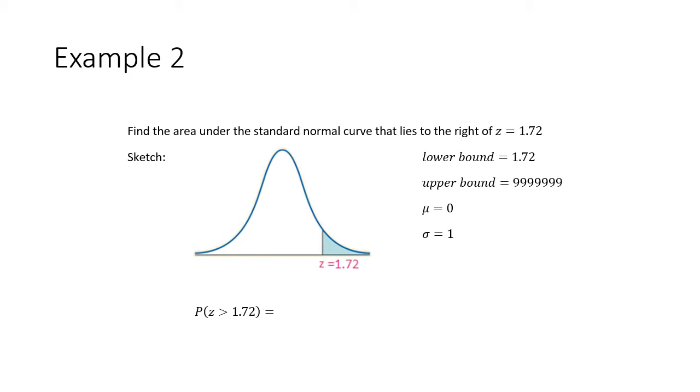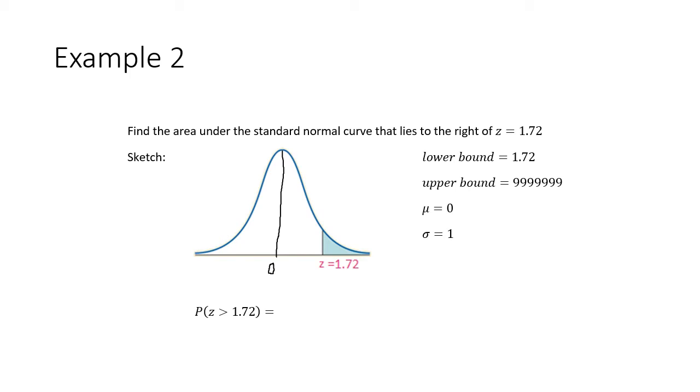Next example, find the area under the standard normal curve that lies to the right of z equals 1.72. Now again, we have a positive value, which means it's definitely to the right of my mean. And like I said, it's a good idea to always draw that mean in and what it is, in this case 0, just because it'll basically assure you're not making any mistakes later on.